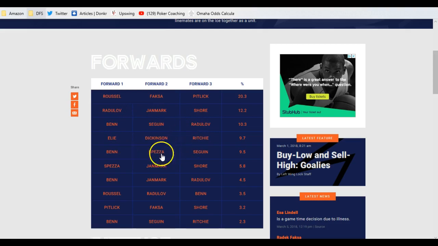If I look at Ben, Seguin, and Spezza, that's 1 game's worth, probably 10% of the time over the last 3 games. Janmark, Spezza, Shore. I mean, this is just how you're going to tell. Now, if you want to go back tomorrow and look again after tonight's game, you'll see how these numbers change a little bit. And you're going to start getting a sense for who plays with whom. And then you don't need those other websites as much anymore. You'll get an idea of generally it is what those other sites say that it is.